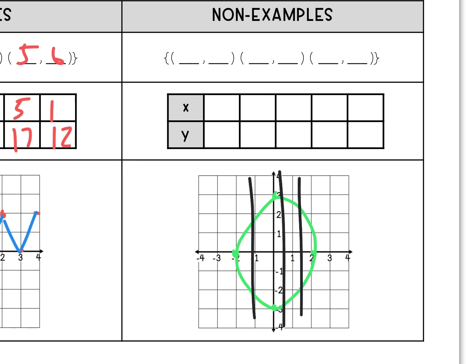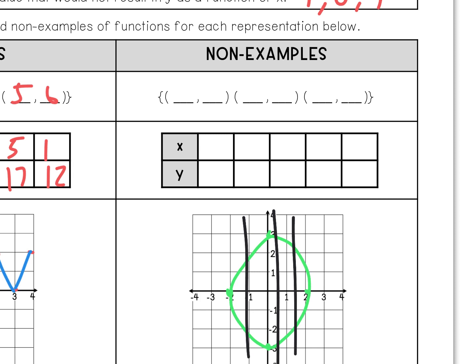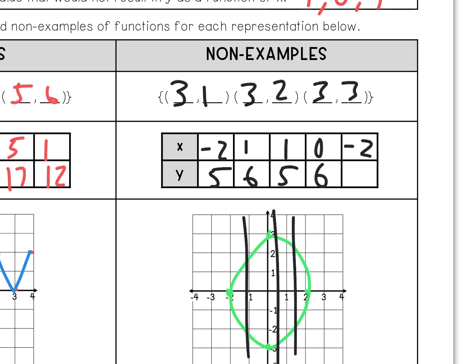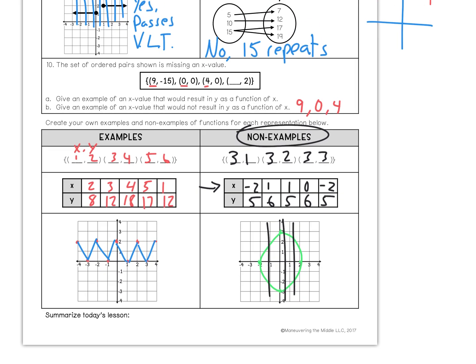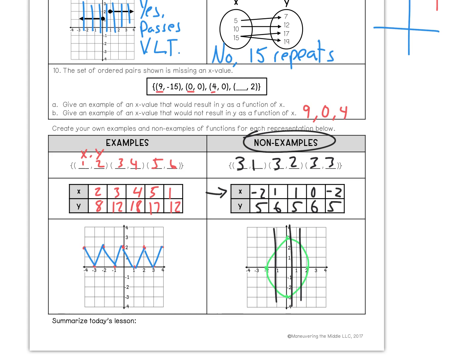Okay. And then a non-example might be 3, 1, 3, 2, 3, 3, because x is repeating. And maybe here, -2, 1, 1, 0, -2, 5, 6, 5. It doesn't really matter because what has to repeat? X. So all of these are non-examples because they do not meet the requirement for a function. Okay. Any questions about what is and isn't a function?